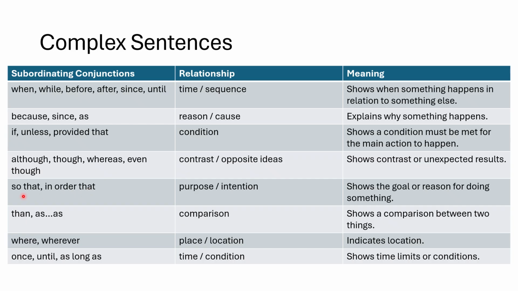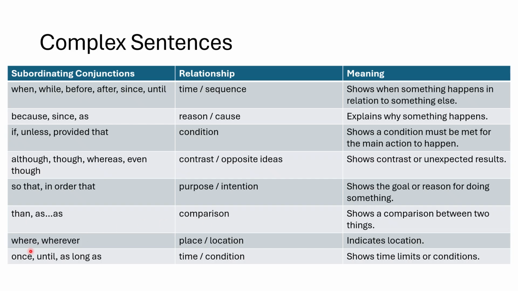The subordinating conjunctions so that, in order that show a purpose-intention relationship. They show the goal or reason for doing something. The subordinating conjunctions than, as show a comparison relationship. They show a comparison between two things.